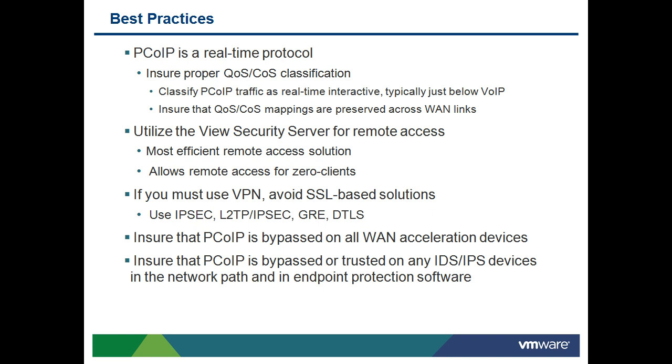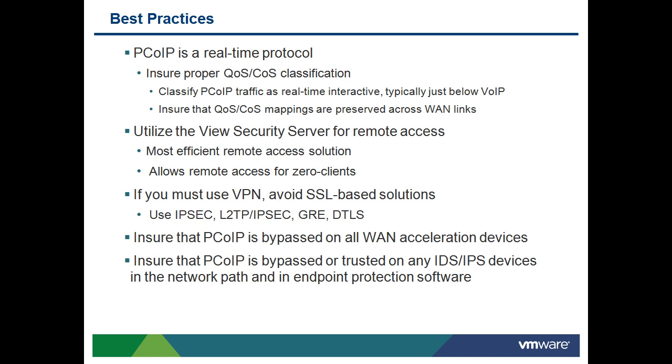Utilize the View security server for remote access. It really is the most efficient way. It's entirely UDP-based. It almost acts like a reverse proxy in the way it works, but it guarantees that you're not going to have any additional overhead or complexity when your users want to get remote access. Another interesting benefit of this is that it actually allows zero clients to have remote access, so you don't have to have a VPN for those. So this is really good for work-at-home use cases where you want to have the simplest and easiest to maintain endpoint, but you still need to give people remote access. The security server will do that.